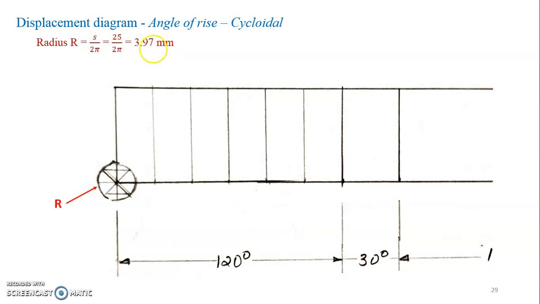So with radius equal to 3.97 and the center over here, I'm supposed to draw this circle. Yes, it is difficult to get 3.97 exactly, so you can just draw a circle of radius 4 mm.